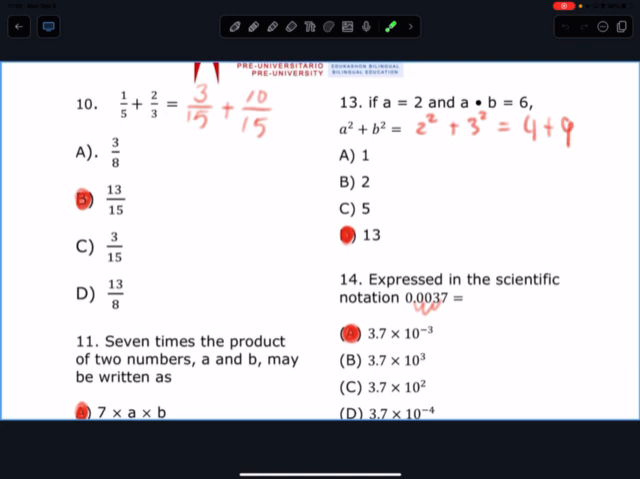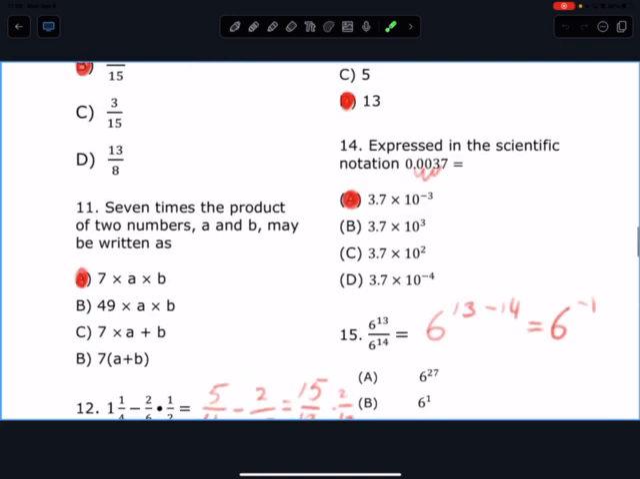Here, I saw some people write 5. They forgot to multiply with themselves. So, A multiplied by B equals 6, and A is 2. The only answer that B can have is 3. So by definition, B is 3. 2 squared is 4. 3 squared is 9. Answer 13. Easy peasy.